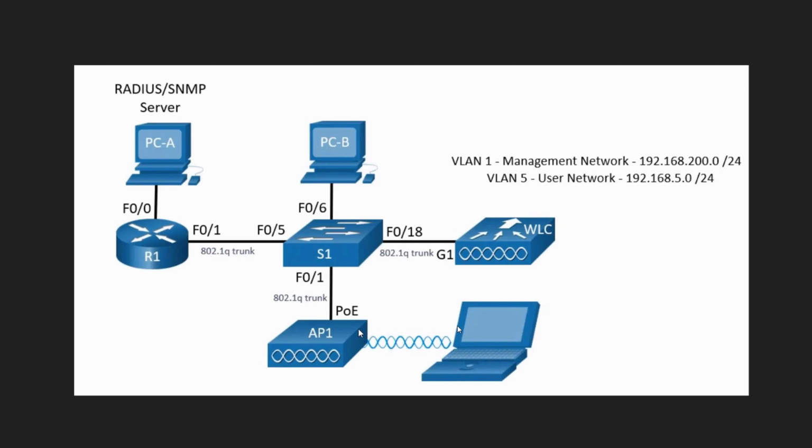Access point 1 has a link with PoE marked on it. That is power over Ethernet. Access point 1 is being powered by the switch 1 itself on port FA0/1. We're going to get started here. We're going to be using PC B on VLAN 1, the management network, to communicate with the wireless LAN controller and to configure it using a GUI. Let's get started.